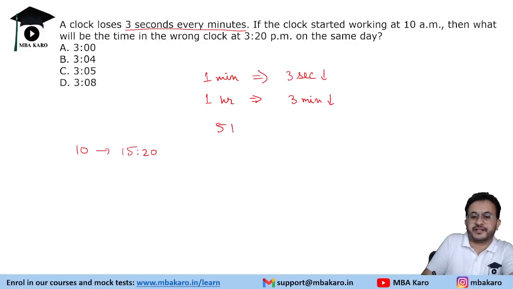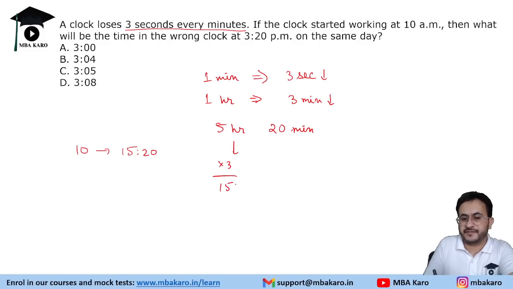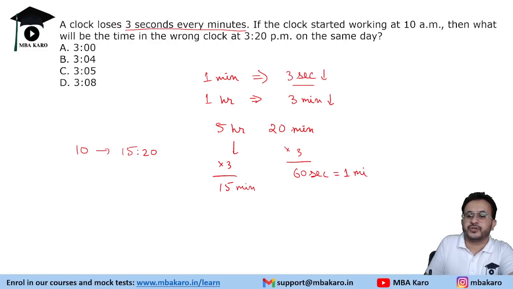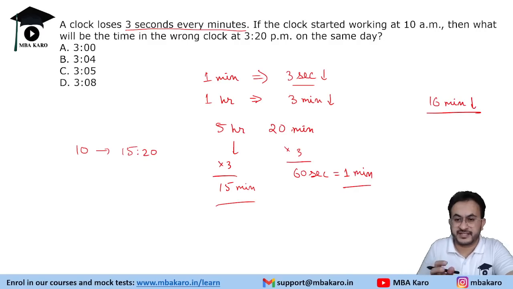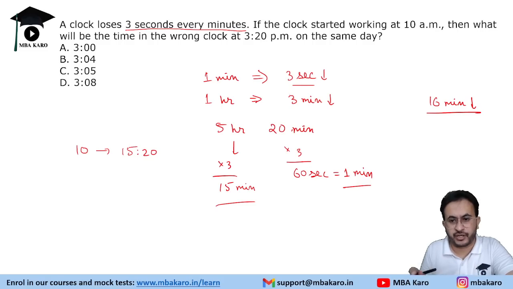It is 5 hours 20 minutes. In 5 hours, it will be 5 into 3, 15 minutes behind. Okay. And in 20 minutes, now in 1 minute, it is 3 seconds. So 20 minutes into 3 seconds is 60 seconds, or equal to 1 minute. So 15 plus 1 minute, total 16 minutes behind.